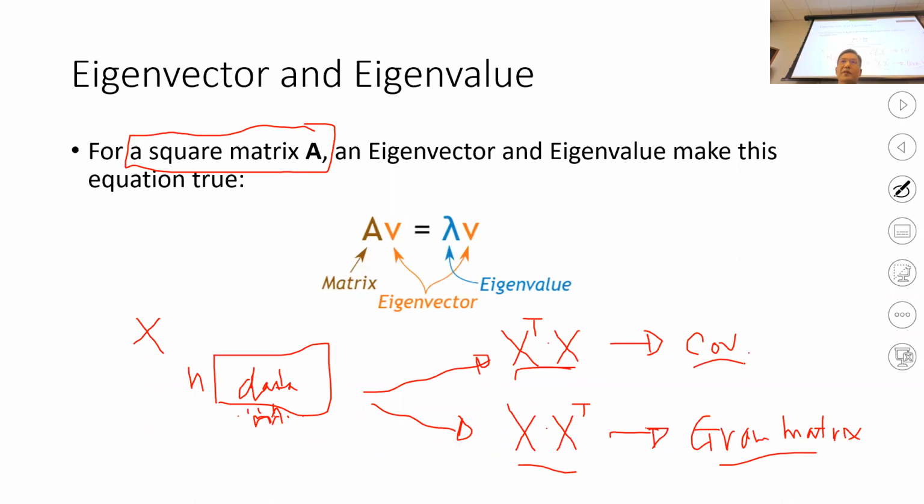So one is between the feature variables, the correlation, and another is between distance between samples. The definition of an eigensystem is you have a square matrix, then this square matrix multiplied with an eigenvector is numerically equal to the eigenvalue times the same eigenvector.